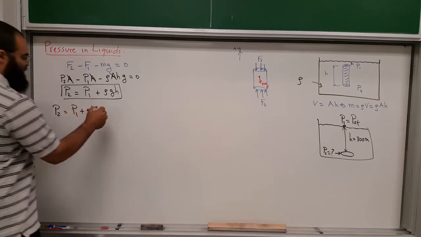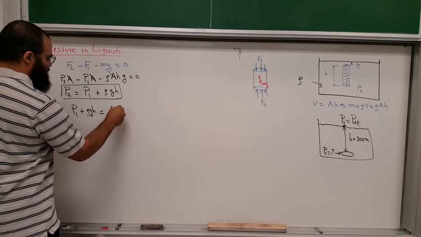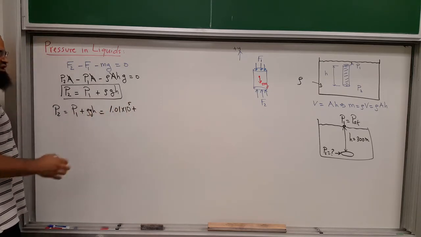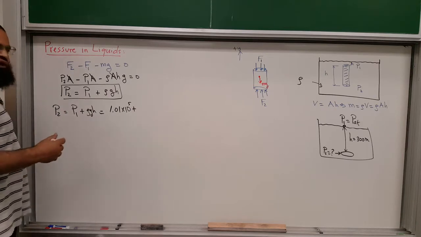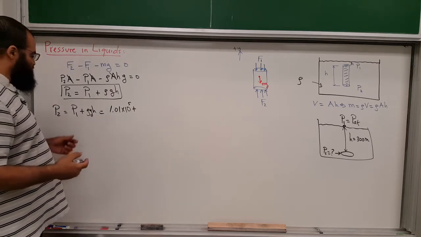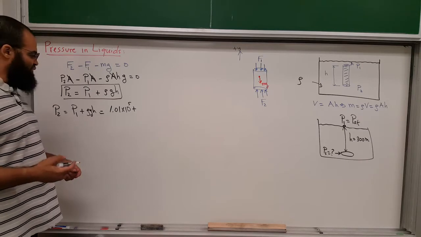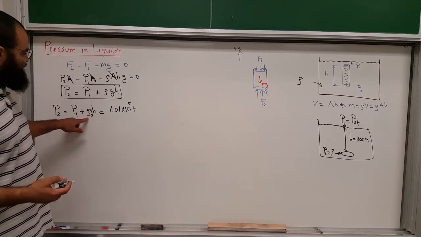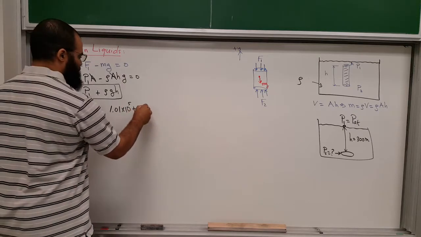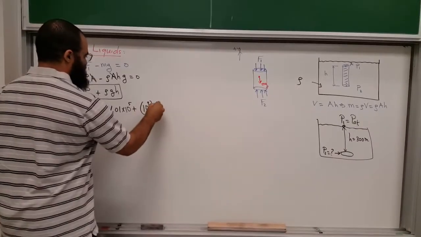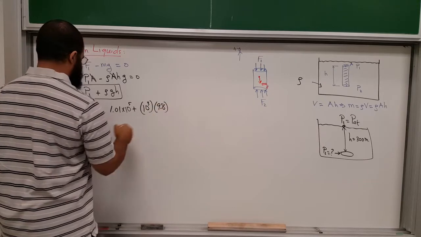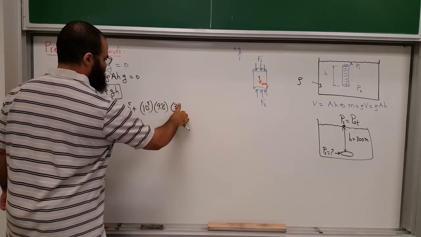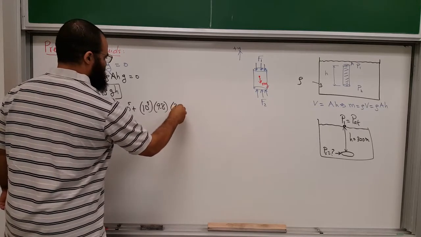And P1 is atmospheric pressure, so it's 1.01 times 10 to the 5th plus. I would just say it's fresh water. I mean, we could use ocean water or seawater, which is about 1,030 kilograms per cubic meter, but let's just say it's fresh water. So the density is 10 to the 3. Gravity is 9.8. And then the depth is 300. So that's 3 times 10 to the 2.